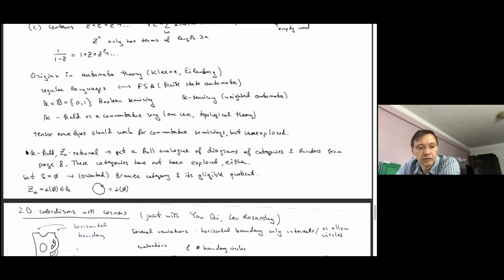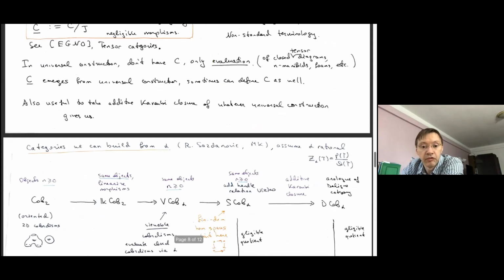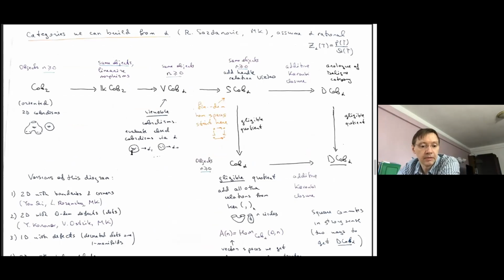But anyway, back to a field and tensor envelopes, you can get a full analog of the category we wrote down before in the two-dimensional case. So you have a full analog of this category. Here, for instance, instead of the handle relation, you'll see the analog of the quotient by the handle relation, which is our syntactic algebra. Then when you take the negligible quotient, you potentially get more relations.